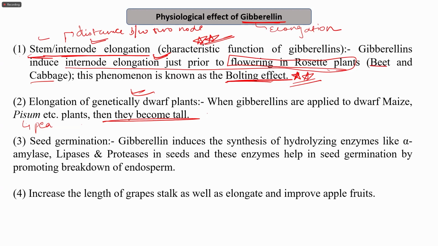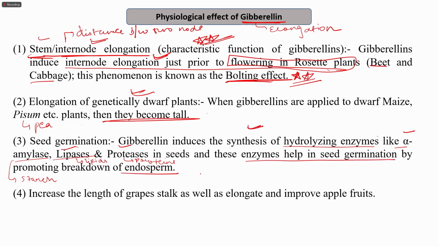How is it playing an important role in seed germination? It induces the synthesis of hydrolyzing enzymes like alpha amylase that acts on the starch, lipase that acts on the lipids, and proteases that act on the proteins. So it induces the synthesis of hydrolyzing enzymes like alpha amylase, lipases, and proteases in the seeds, and these enzymes help in seed germination by promoting the breakdown of endosperm.